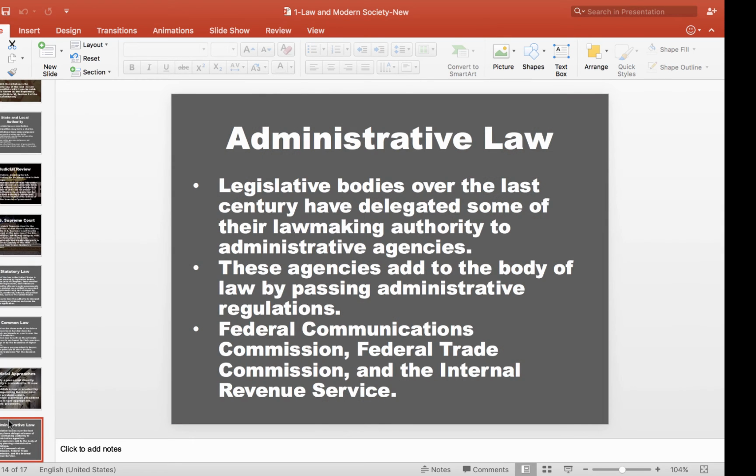Now, administrative law is something that essentially occurs with a variety of agencies, okay? And we'll look at some of these agencies later. The Federal Communications Commission, and you may hear one of my rants about the Federal Communications Commission.